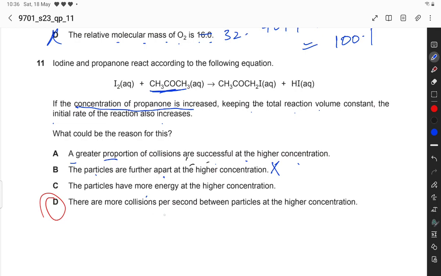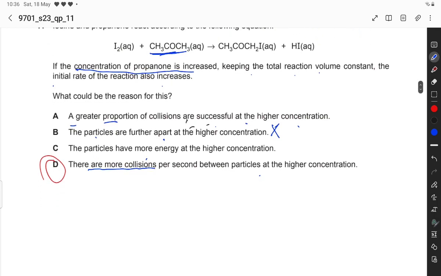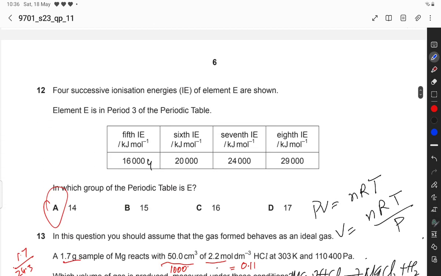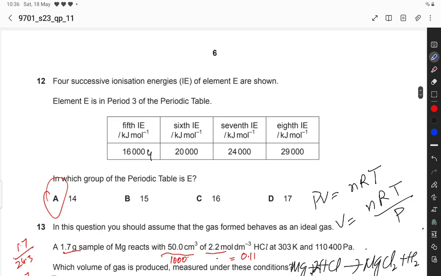There are more collisions per second. So this is the correct option. There are more collisions per second between particles at higher concentration. So that is the reason for the increase in the rate of reaction. D is the correct option. The four successive ionization energies of element E are shown.